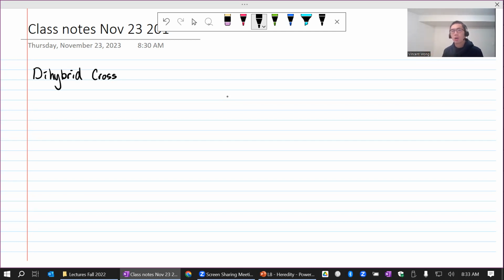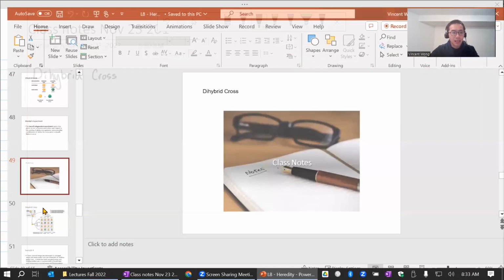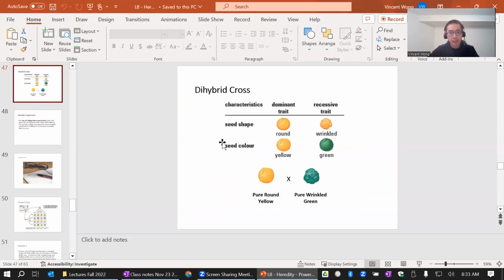So last class, we were only looking at one thing, right? Like red flower, white flower. But today, we're going to look at two things at a time. And so here are two traits that we're going to look at. This is still Mendel's experiment. For the shape of the seed, it could be round or wrinkled, round being dominant. And for the color, it could be yellow or green, where yellow is dominant.